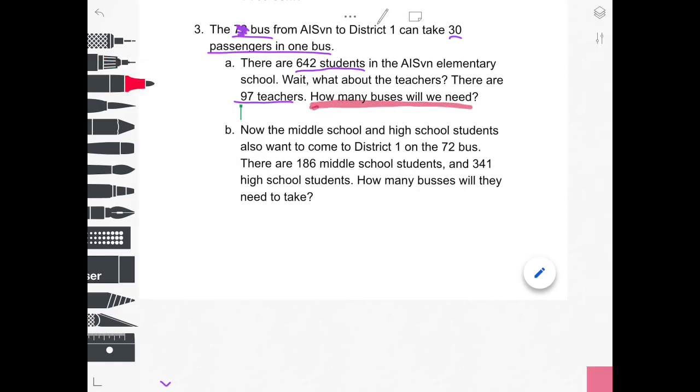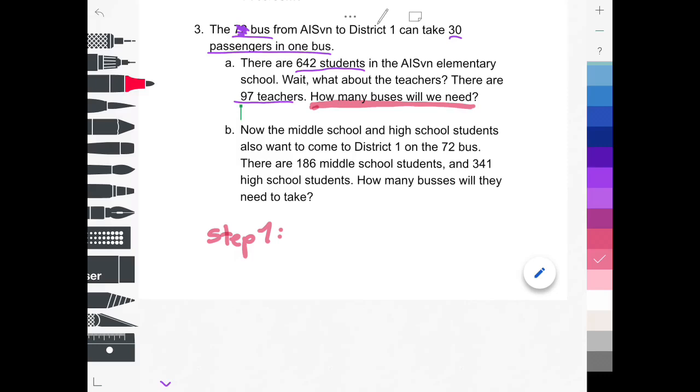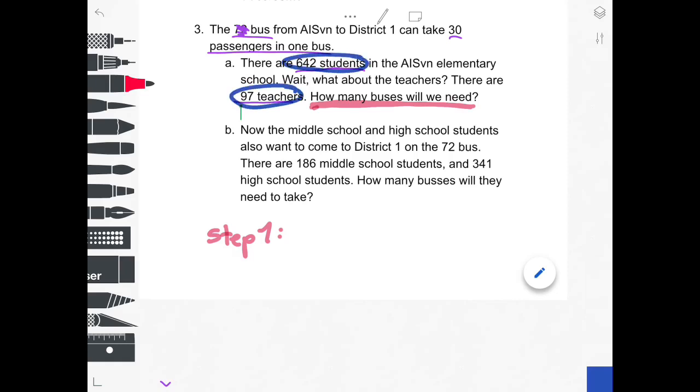Well, so my question that I'm trying to figure out is how many buses will we need? Well, what's my step 1? Well, first I need to look at the problem carefully. I have both students and teachers. Are they both going on the bus? Yes. So I need to add them up. I need to figure out how many students plus teachers there are. And my answer is 739 people.